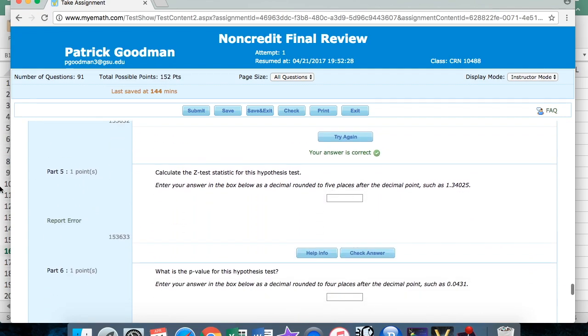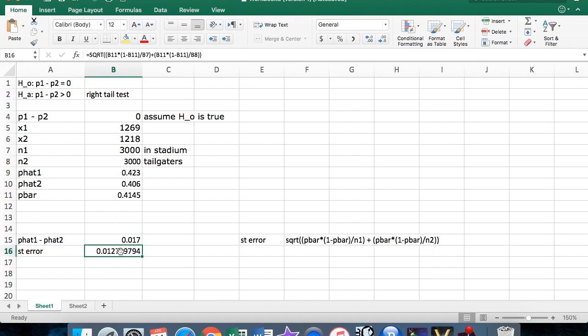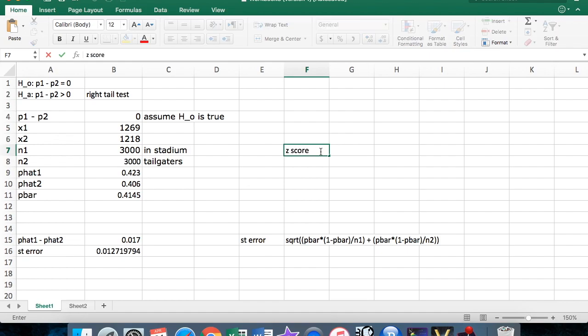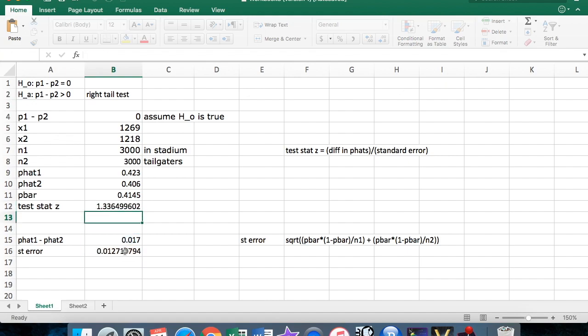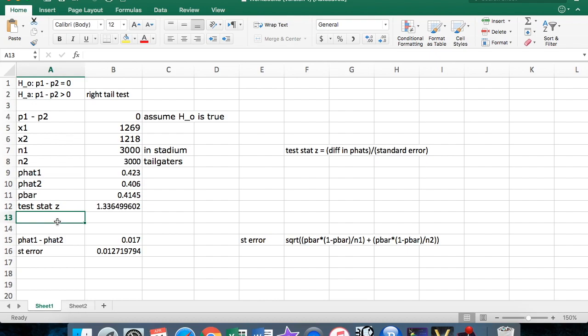Yay, green. All right, so now we calculate the z-test statistic. So now that they made us calculate the standard error and everything, you can do the shortcut, because your test stat z is simply put the difference in p hats divided by your standard error. Okay, so since we already have our standard error and we have our difference in p hat, you could just do it like that. So my test stat z is simply this guy divided by this guy.